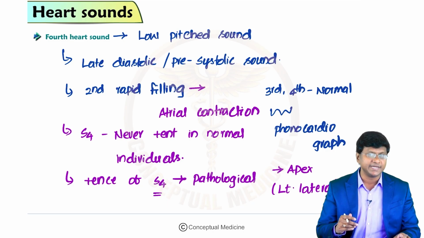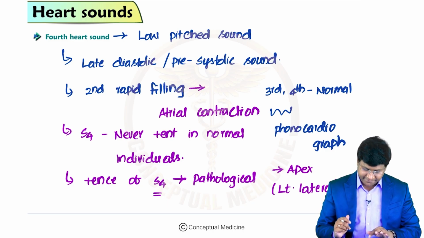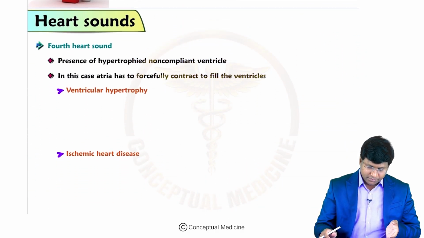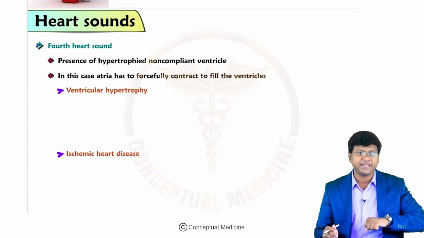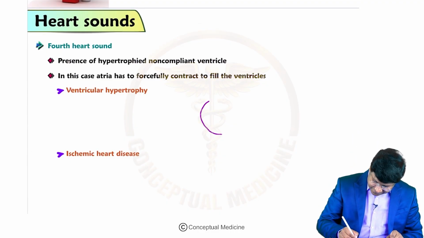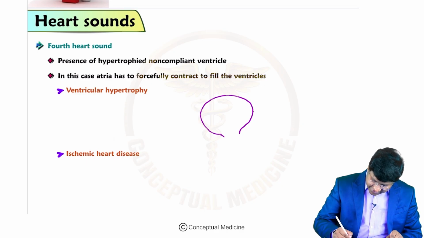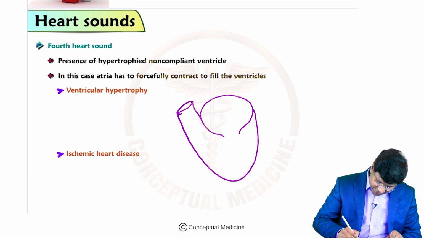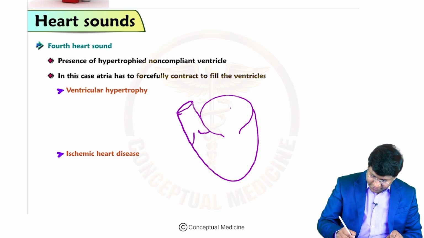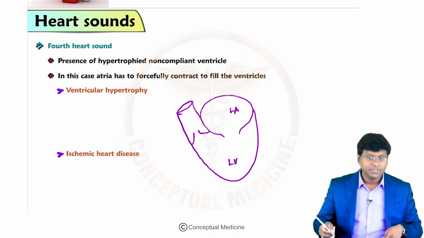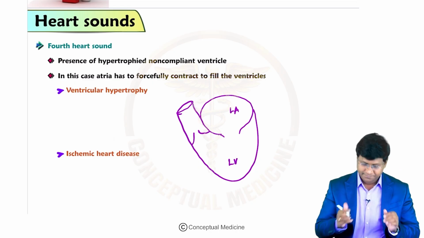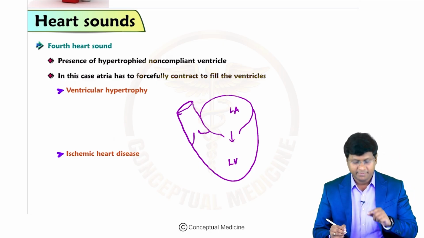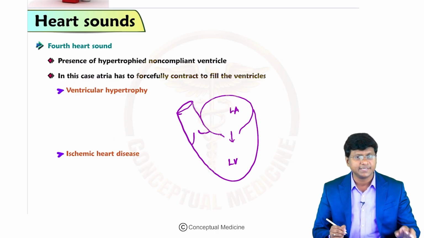Now let me tell you the conditions where you will have the fourth heart sound. For you to listen to the fourth heart sound, what would be the prerequisite? So you see here, this is your left atrium and this is the left ventricle giving rise to the aorta, and this is your aortic valve. Now when the left atrium contracts, the left ventricle should be in a position to receive the blood, and because of left atrial contraction you will get the fourth heart sound.